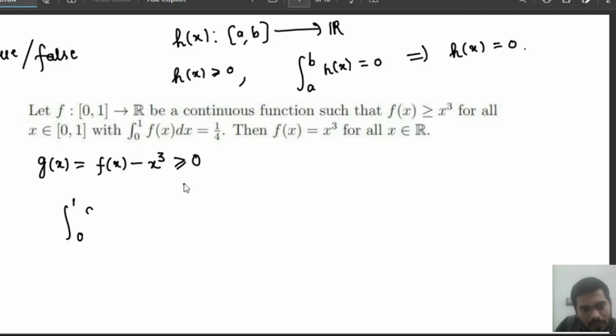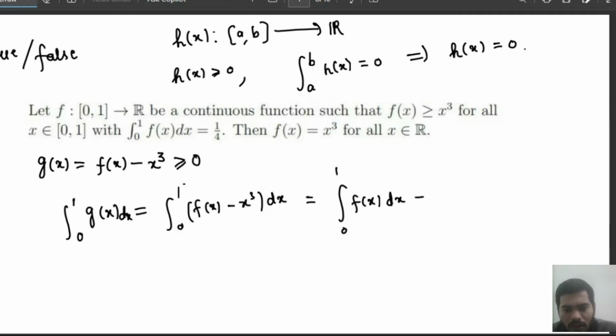Now take the integral. Somebody was saying it should be continuous to claim that h(x) equals 0. Yes, that is the condition: if h(x) is continuous such that h(x) is greater than or equal to 0 and the integral is 0, then h(x) equals 0.